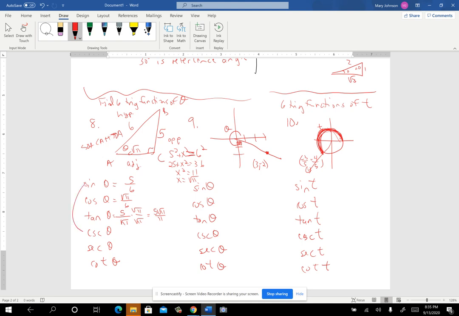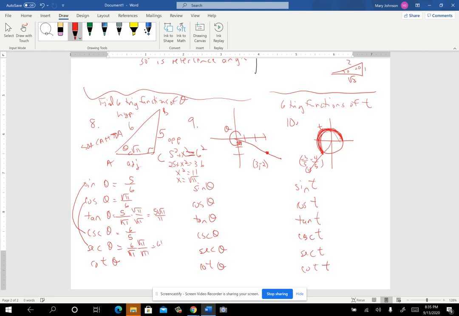Cosecant, I'm actually going to compare to sine and flip over the sine value. Now it is true that cosecant is hypotenuse over opposite, but I like to just think about cosecant being the reciprocal of the sine value. Secant goes with cosine, so you could flip that over, but then you got to rationalize.